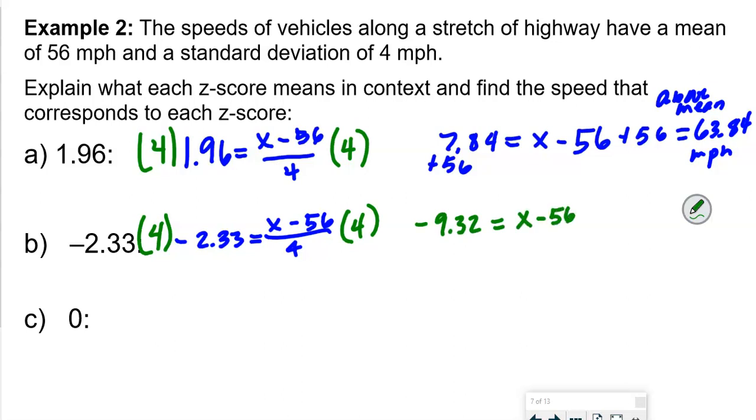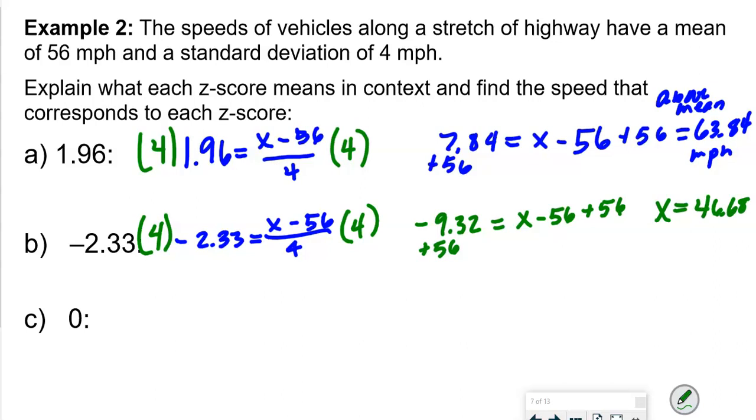So we're going to add 56 to both sides again. We're going to add the 56 here, and we're going to add the 56 here. So really we're going to subtract 9.32 from the 56. That means our value for x here is going to be x is equal to 46.68.